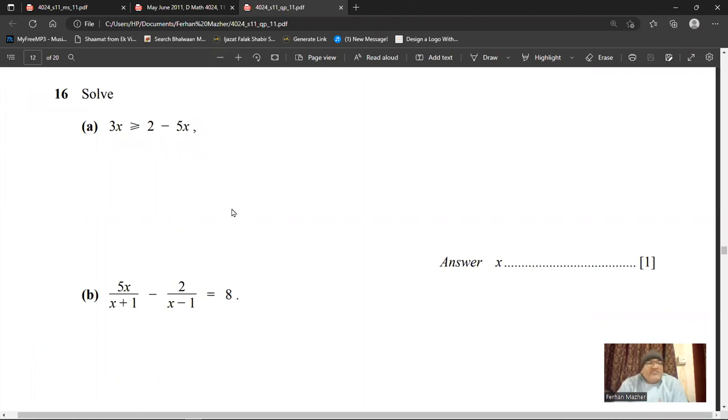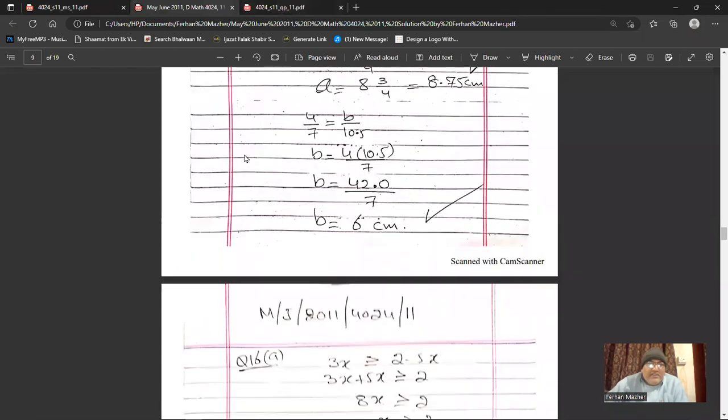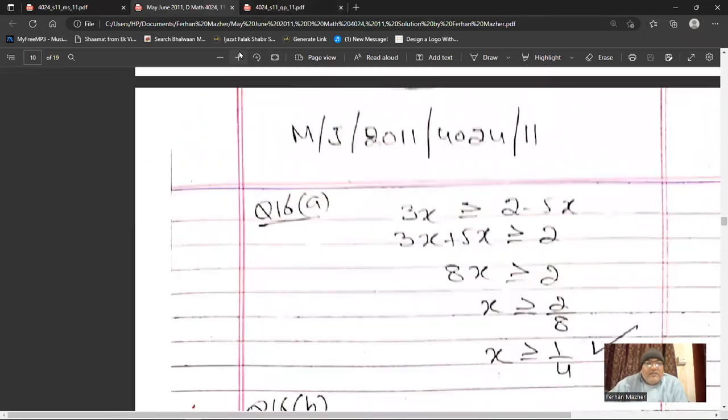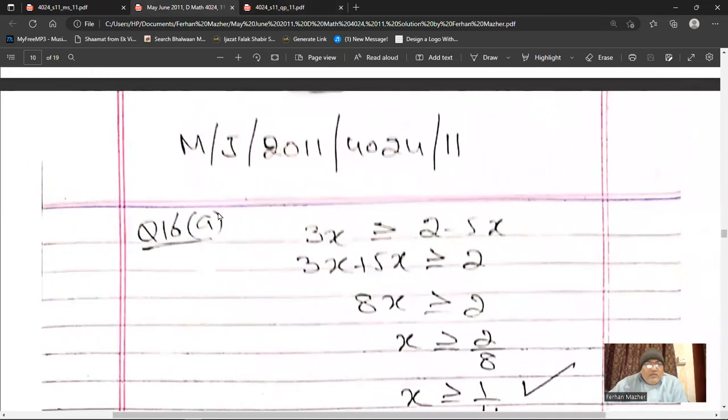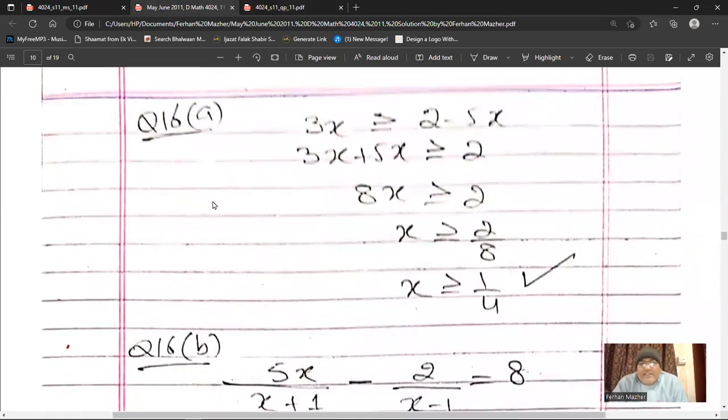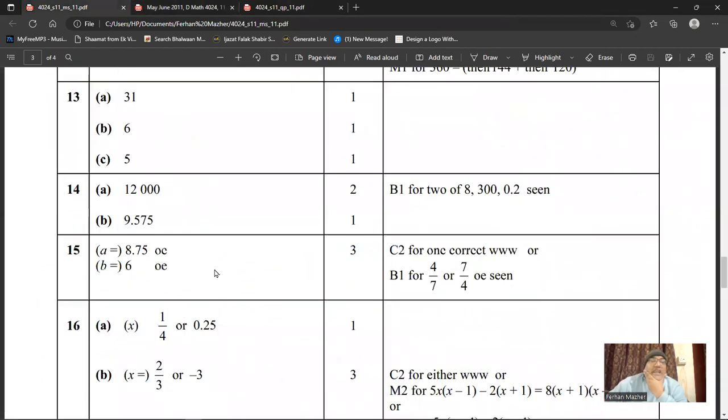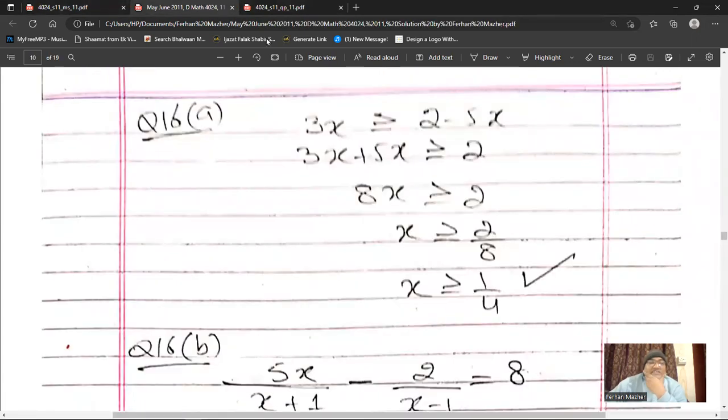Question number 16, A part: 3x is greater than or equal to 2 minus 5x. We have to solve it. It's an inequality, so easily I can solve it. Take the minus 5x to the other side, so it becomes 3x plus 5x is greater than or equal to 2. 8x is greater than or equal to 2, so x is greater than or equal to 2 by 8, so x is greater than or equal to 1 by 4.